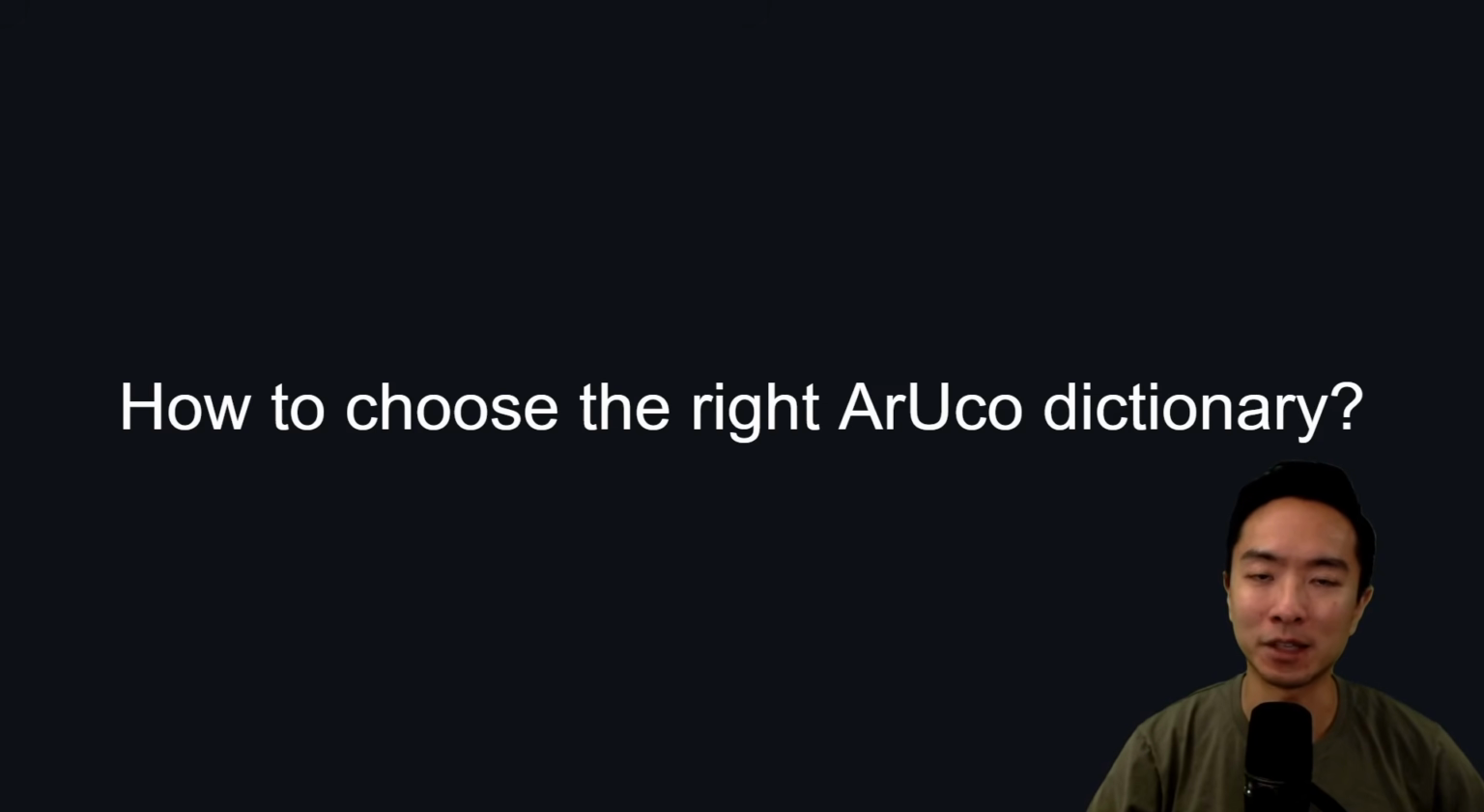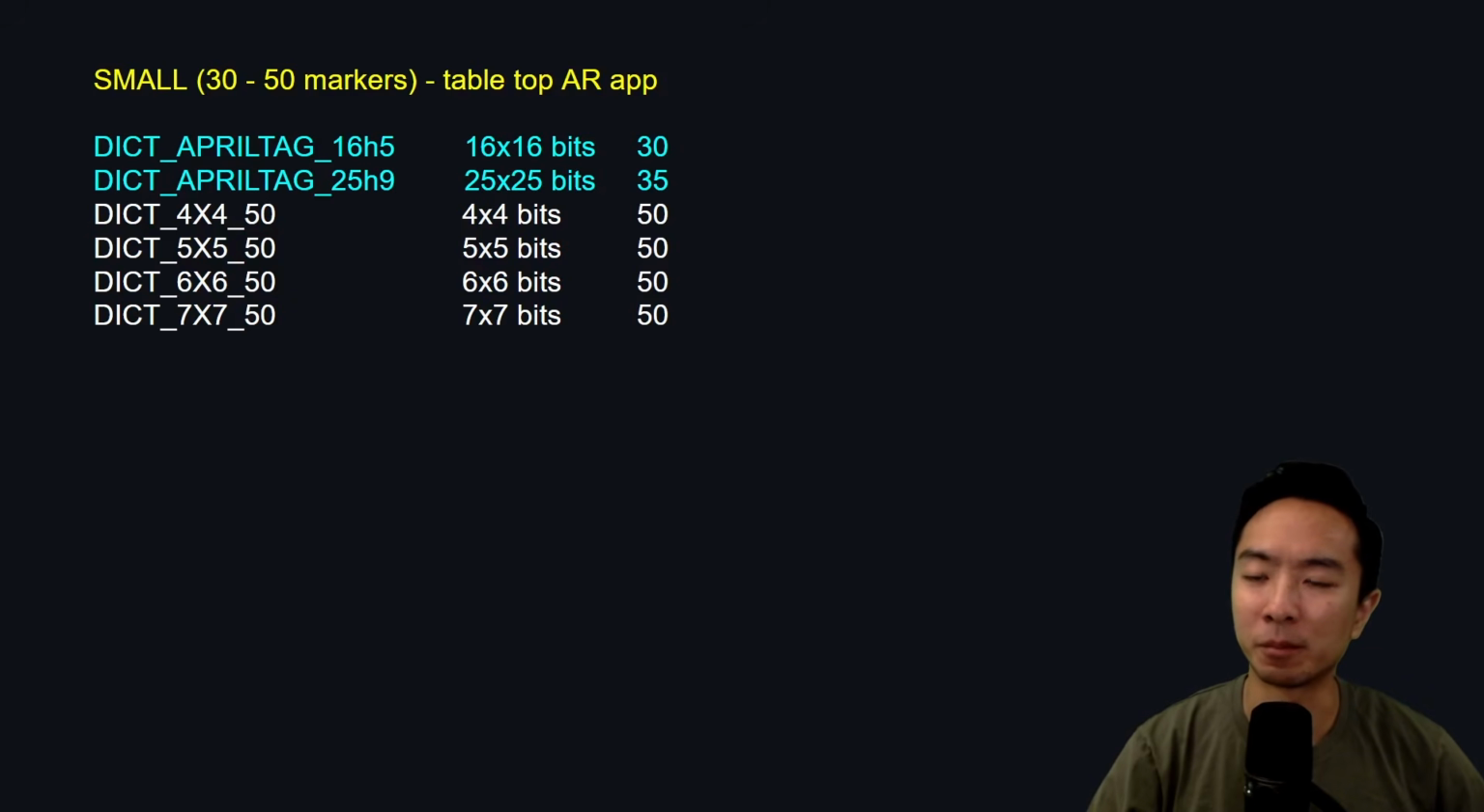There's so many types that we went over, but how do you know which one to use, right? So the idea is we want to break it up into different size ranges. So we have the small, which is typically between 30 and 50 markers. And this might be good for tabletop AR applications.